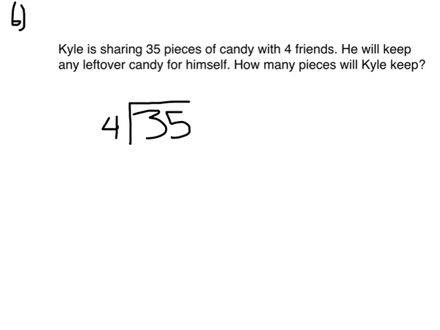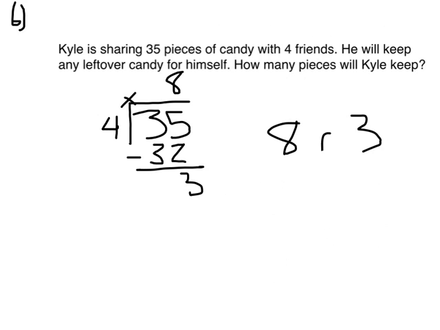Go ahead and divide 35 divided by 4. Enter your quotient and remainder in the box. The answer is 8, remainder 3. Each friend will get 8 pieces of candy, and Kyle will have 3 left over. So how many pieces will Kyle keep? He'll keep the remainder, or 3 pieces of candy.